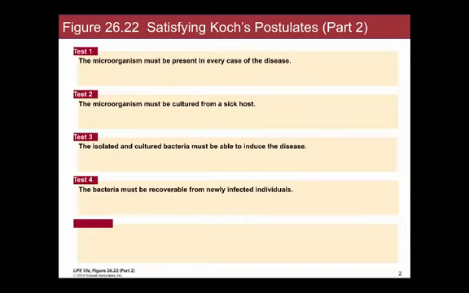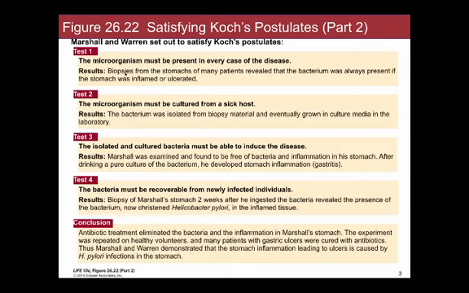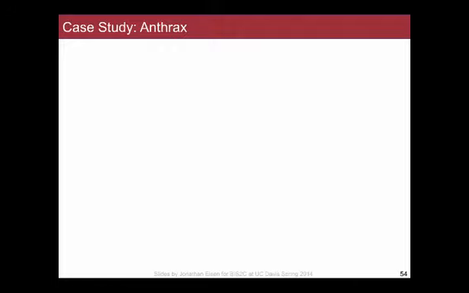The book walks you through a little bit of Koch's postulates in terms of Helicobacter pylori. I'm not going to go into this in detail here, but it outlines the rules and how the rules were tested for Helicobacter pylori. The microorganism must be present in every case of the disease. It must be cultured from a sick host. It must be able to induce the disease. That's him drinking the Helicobacter pylori. It must be recoverable from newly infected individuals after you transfer from an infected individual, and so on. And this is how he proved it, and then won the Nobel Prize for this. So it's a pretty amazing story about a human pathogen.